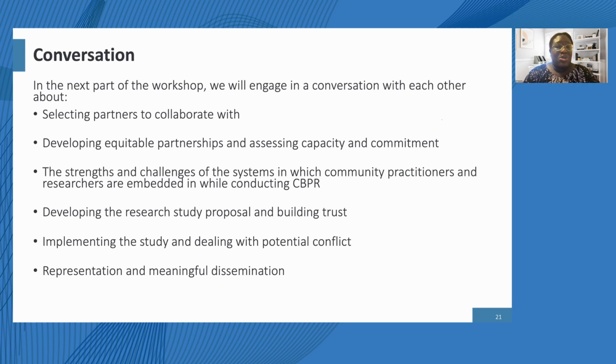How do you develop equitable partnerships? How do we address the challenges and the systems that we're in, as well as acknowledge the strengths? What is it like developing a research study proposal where you may have different language or different needs or priorities? Then the implementation of the study: you get funding, now what? Which is the stage we're in right now. And then thinking about meaningful dissemination.